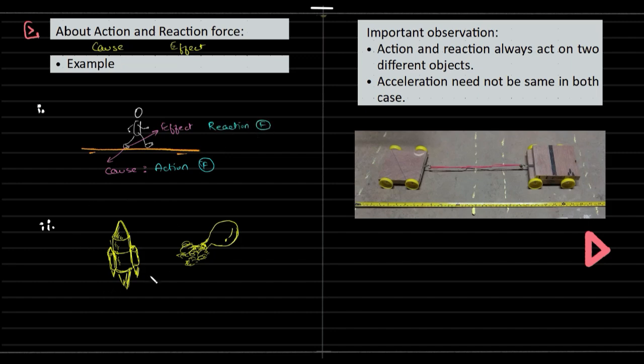Okay, one more example is a rocket pushing the gas out. The rocket pushes the gas out, so the gas coming out, or the force exerted on the gas, is your action force, and the gas in turn pushes the rocket up. That's your reaction force. That's how a rocket moves up, and that's the basic idea of burning fuel in vehicles.